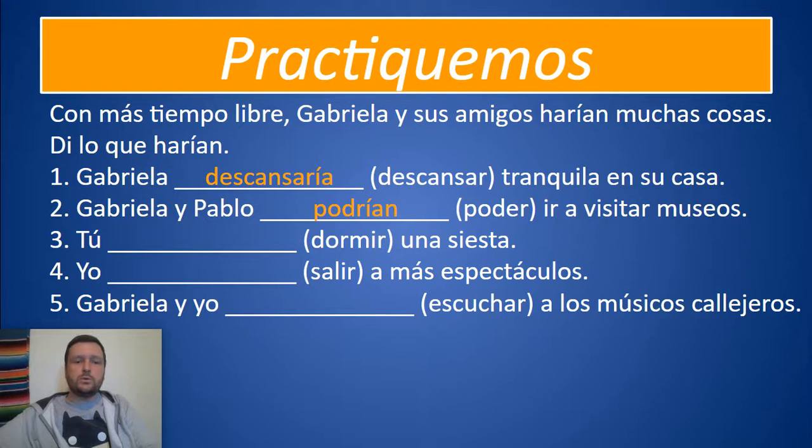Tú, dormir una siesta. So you and sleep a nap. I like how they structure that. Tú dormirías una siesta. Yo, salir a más espectáculos. Yo saldría a más espectáculos. I would go out to more shows. And Gabriela y yo, escuchar a los músicos callejeros. Gabriela y yo escucharíamos a los músicos callejeros. Gabriela and I would listen to the street musicians.